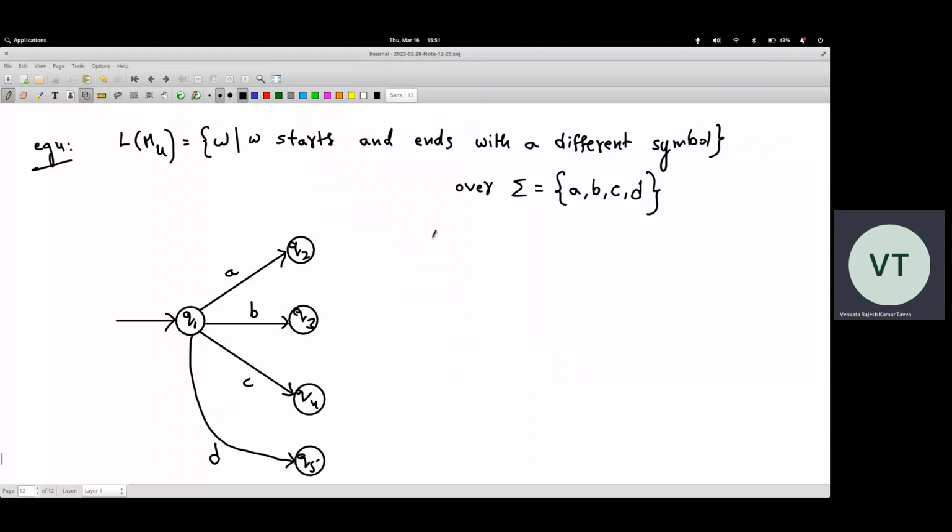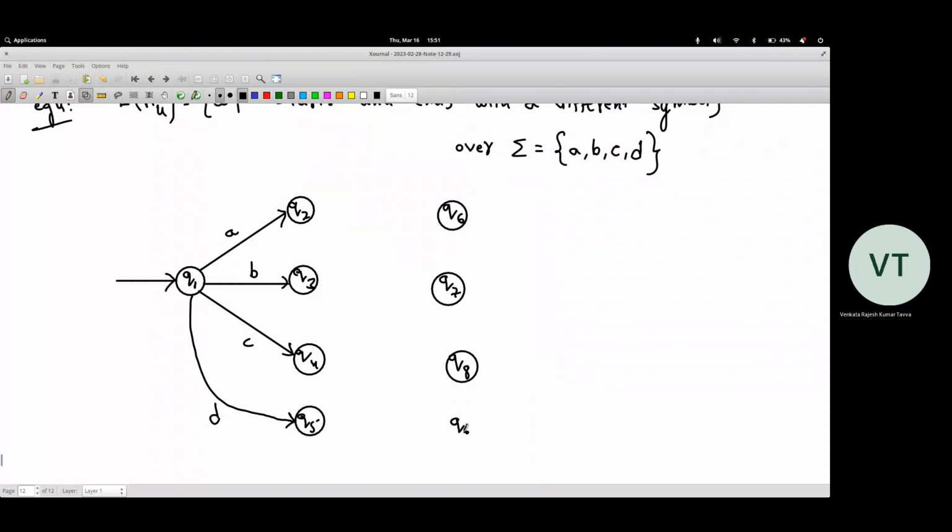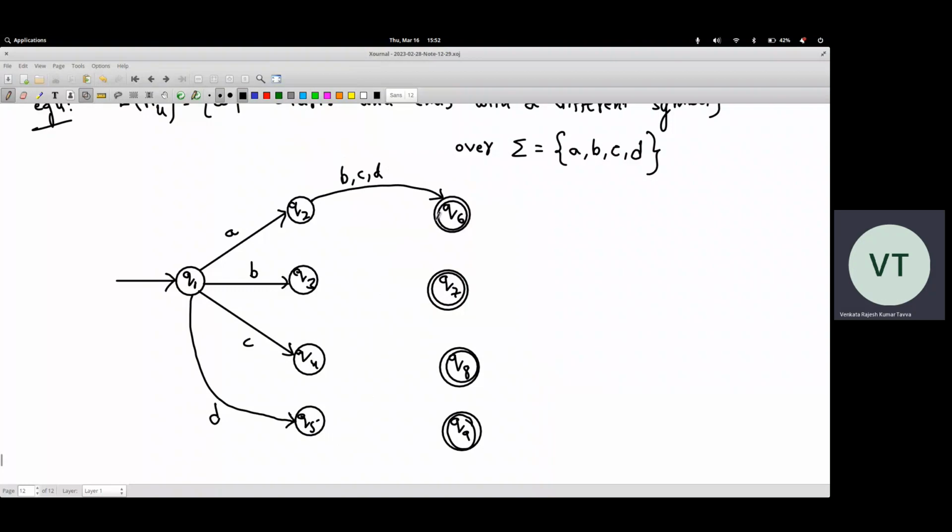Yeah. Q2 maps to Q6. So I write Q6 to Q9 again vertically. And all of these will be active. All right. Yeah. Q2 maps to Q6 on B, C, and D. And Q6 maps to Q4.